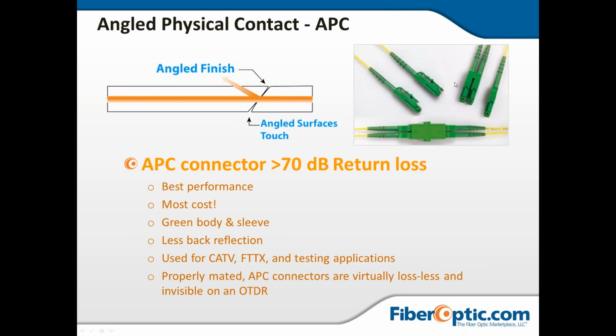Green body and sleeve. Least back reflection, used in Cat 5, Cat 6, FTTX, and testing applications. Properly mated APC connectors are virtually perfect, really, and invisible to an OTDR. What's an OTDR? We'll get to that in future webinars on a Webinar Wednesday, but that's what tests your connectors.